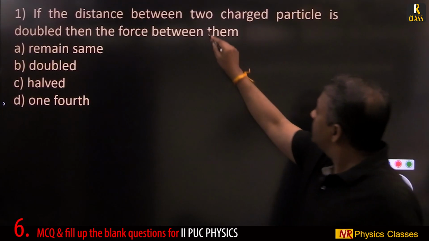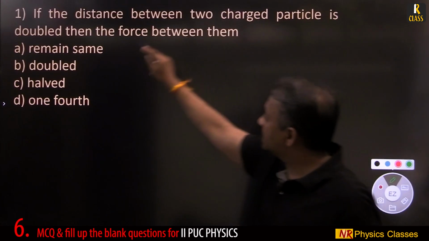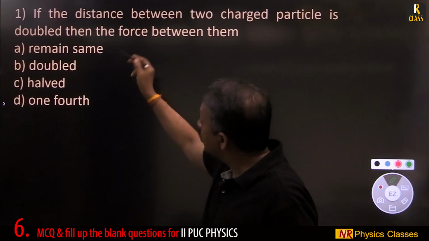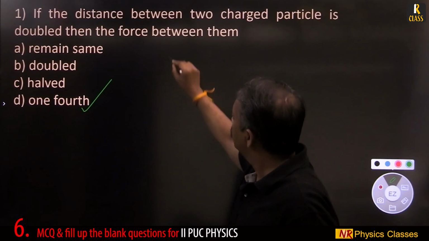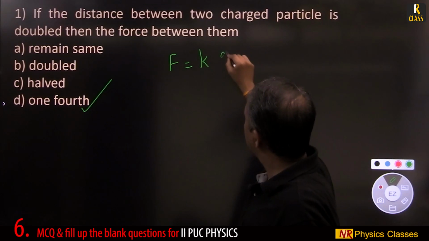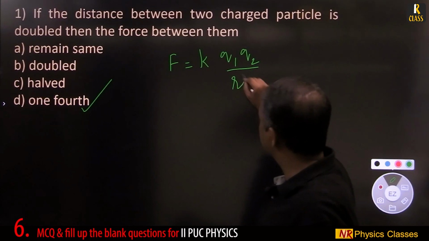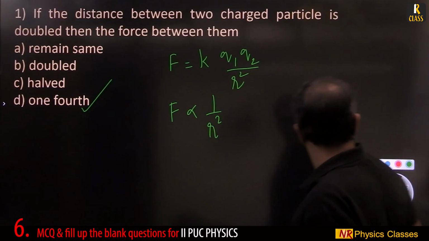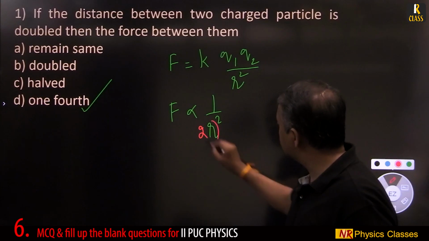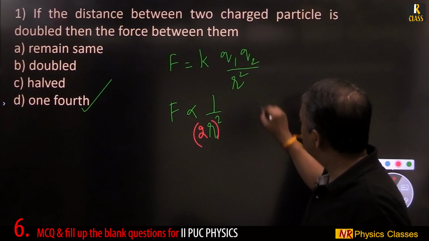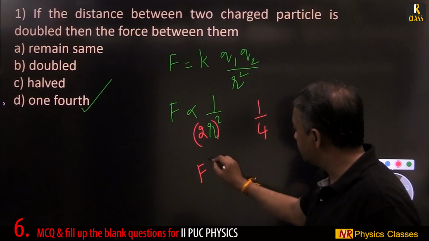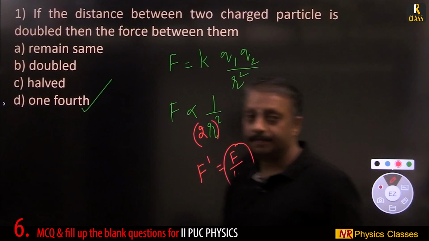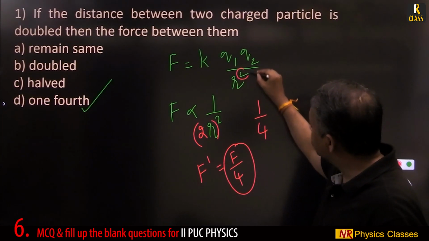If the distance between two charged particles is doubled, then the force between them becomes 1/4. Force is constant times Q1 Q2 by R square. Coulomb's law: inversely proportional to the square of the distance. If the distance is doubled, it means (2R) square, so it becomes 1/4. So F dash is F by 4. Don't forget this square.